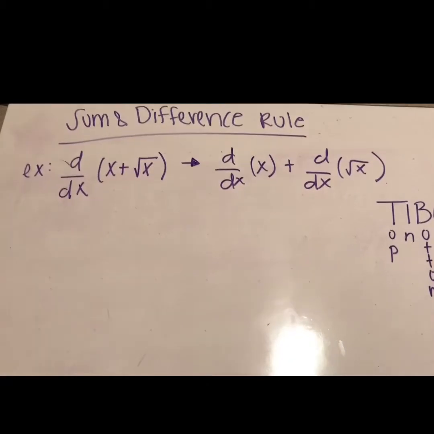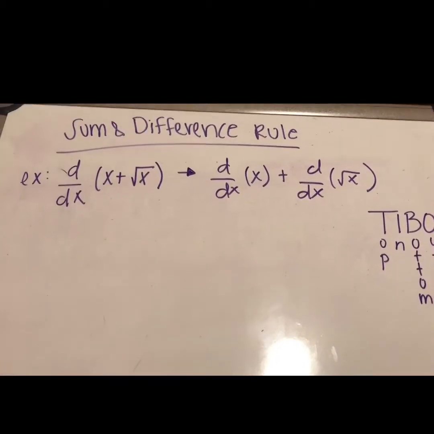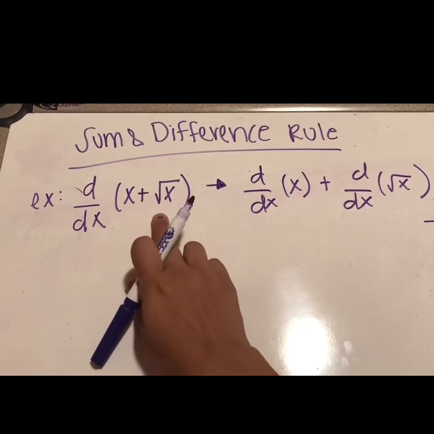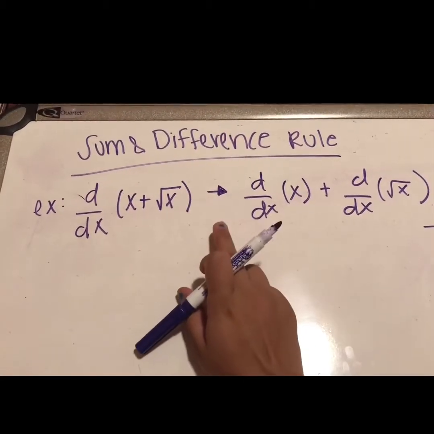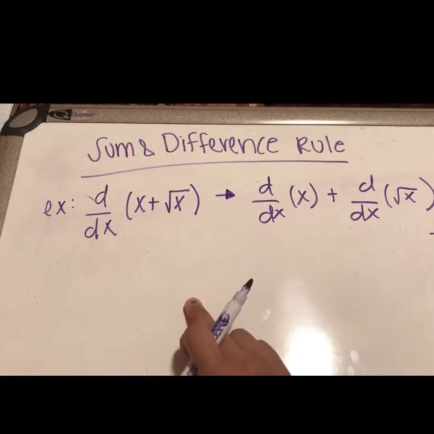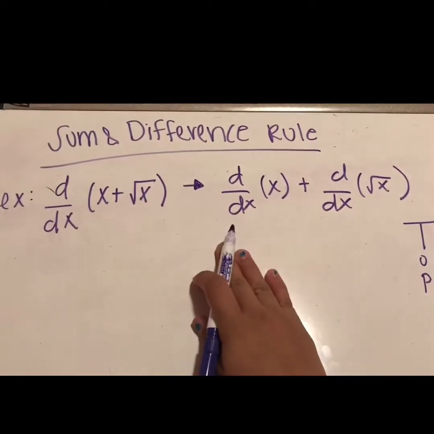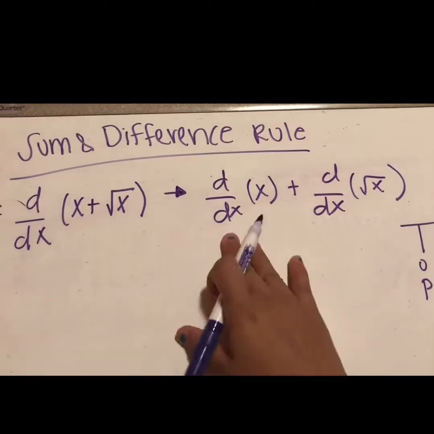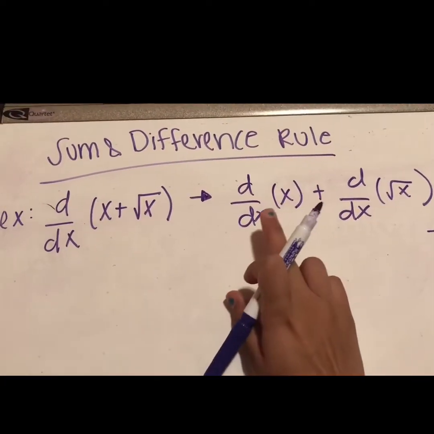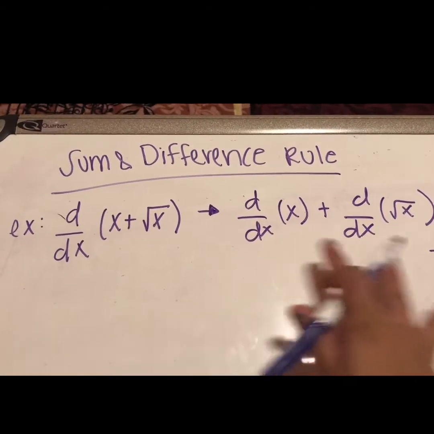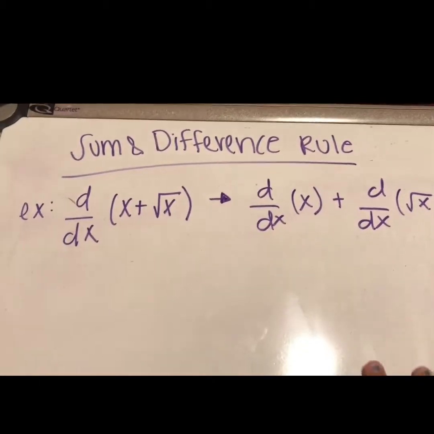So now the last example I'm going to show for the sum and difference rule would be this one right here, which is the derivative of x plus the square root of x. So this is a little more complicated because it has the square root, but if we break it down, it's pretty simple. So the first thing we have to do for the sum and difference rule would be separating it into two different terms. So we have the derivative of x and then the derivative of the square root of x.